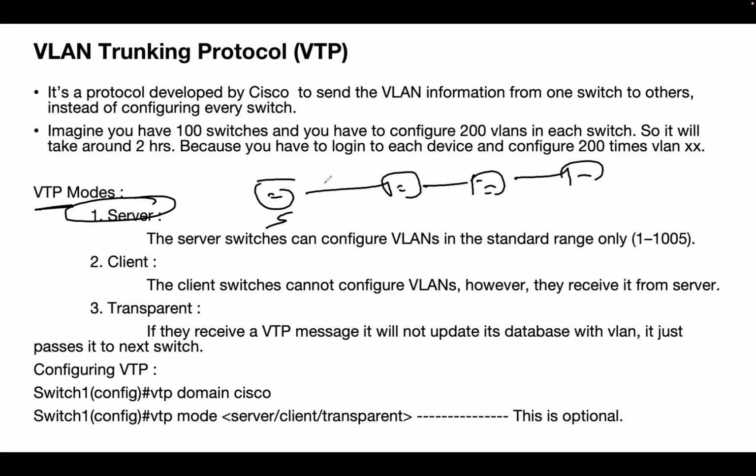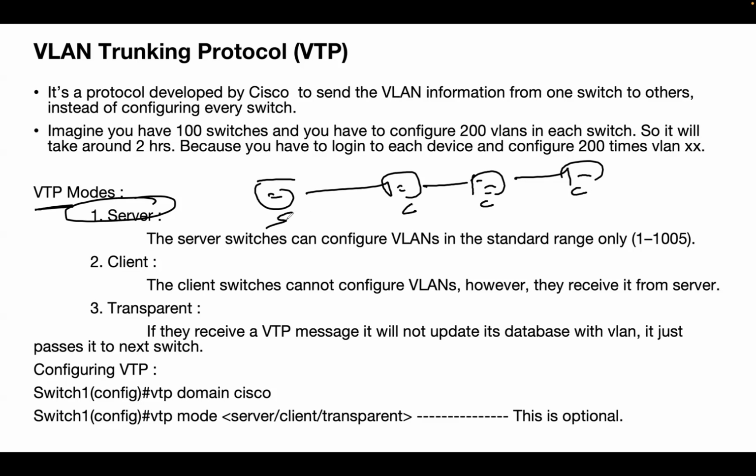So on the server switch, we can configure all the VLANs. VLAN 1 will be there everywhere. I can configure the server switch, and after that we'll go with the other switches. I'll configure them as client.